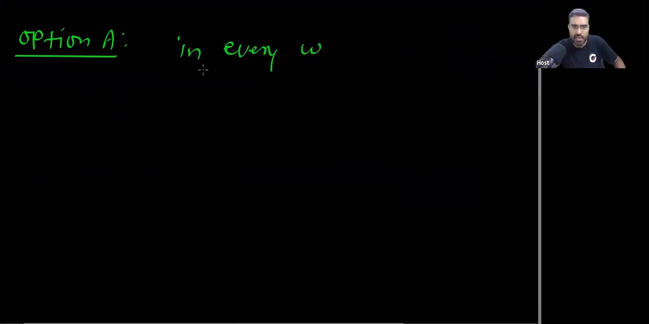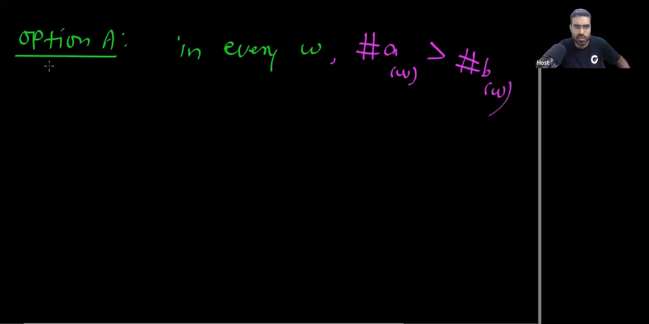You can notice, what is option A saying? In every W, the number of A's in W is more than the number of B's in W. So this statement, option A, is false. And what are the counterexamples?